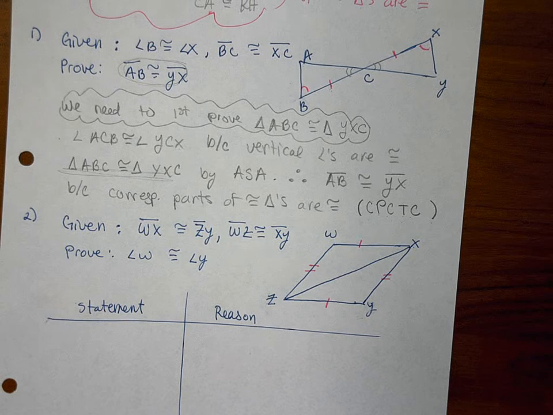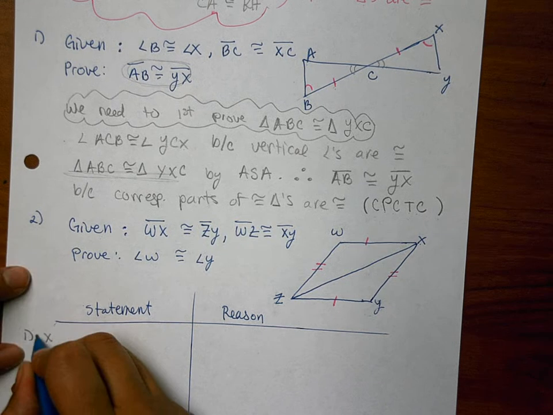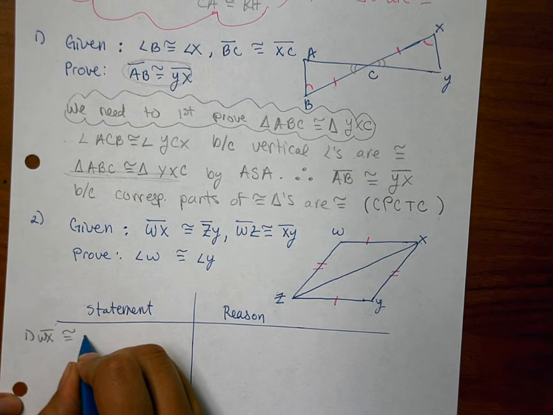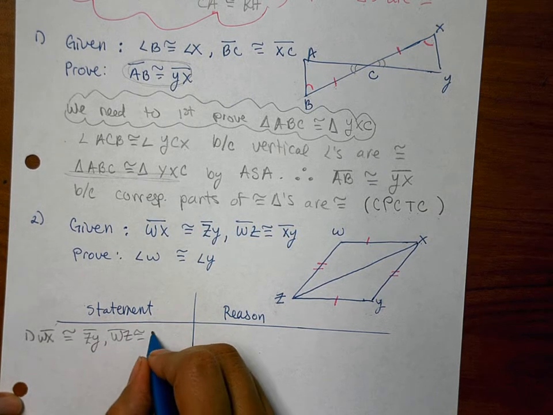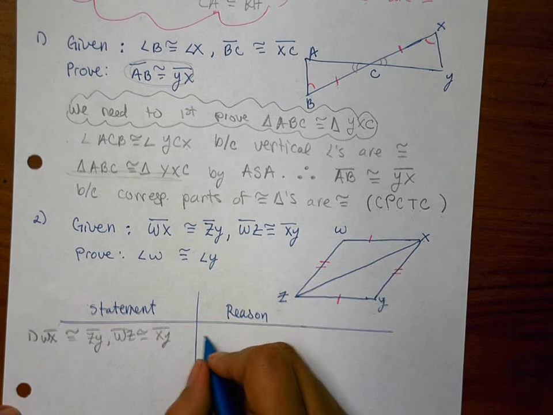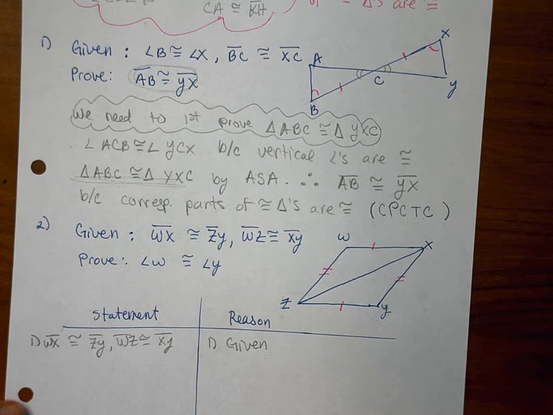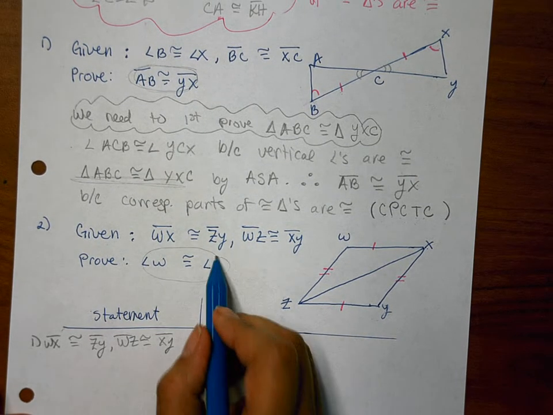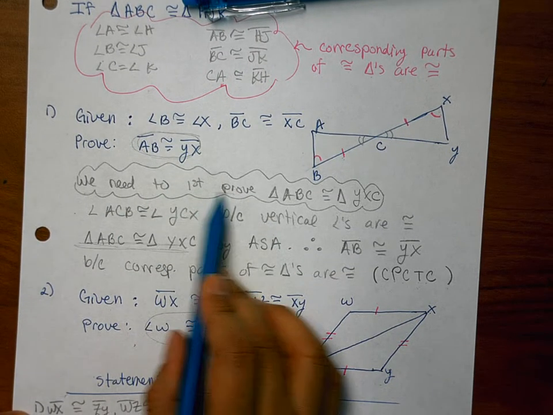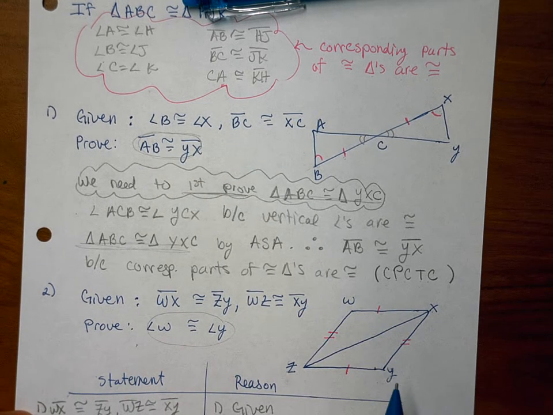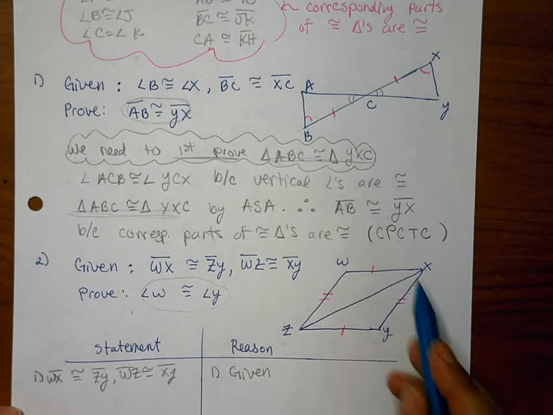Statement, reason, and number one, we should always know is whatever the given information is: WX is congruent to ZY, and WZ is congruent to XY. And what's the reason? Given. Okay. Now, whenever you're trying to prove that parts of the triangle are congruent, whether they're angles or sides, I've already stated this before, you will always first need to prove the triangles are congruent. So that's our first goal.